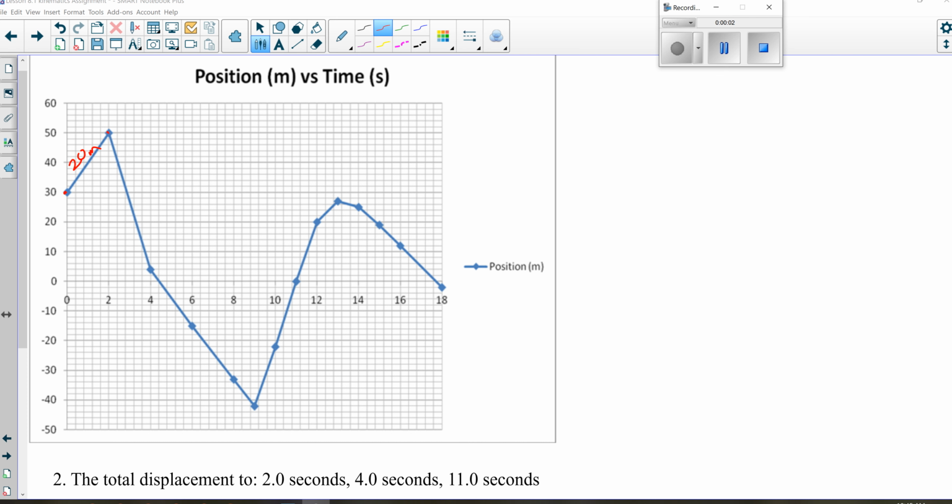Okay, so looking here, we're starting at 30, we're going to 50, so that's 20 meters. That's our distance. We're doing distance, not displacement here, between 0 and 2 seconds. From 0 to 4 seconds, I've already got my 20.